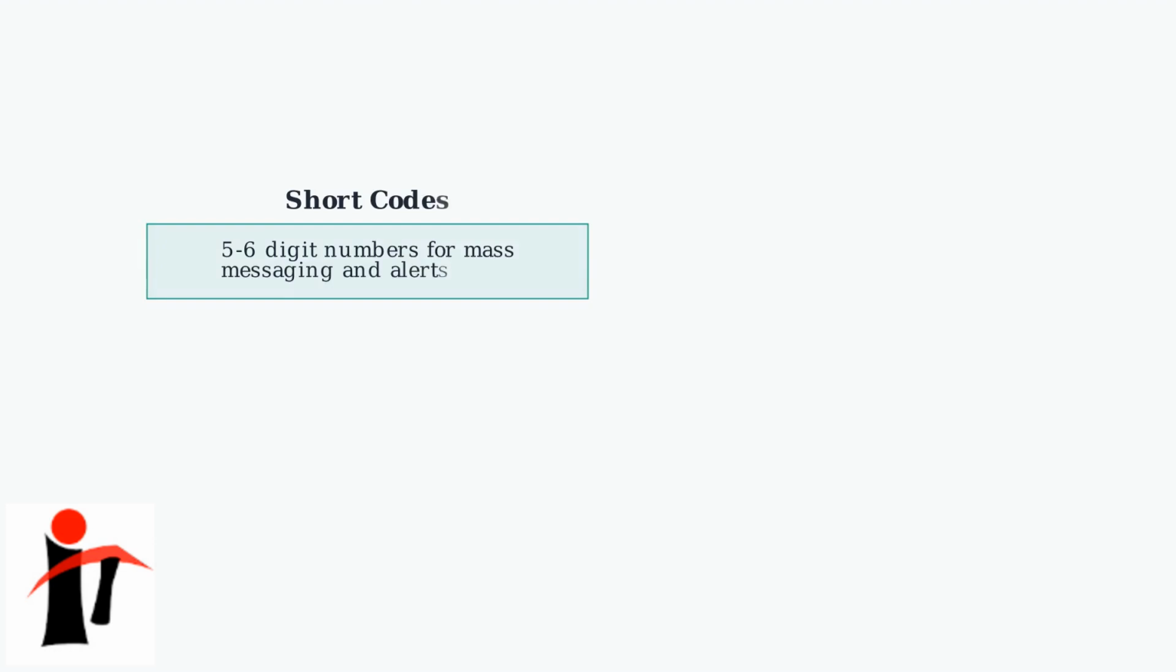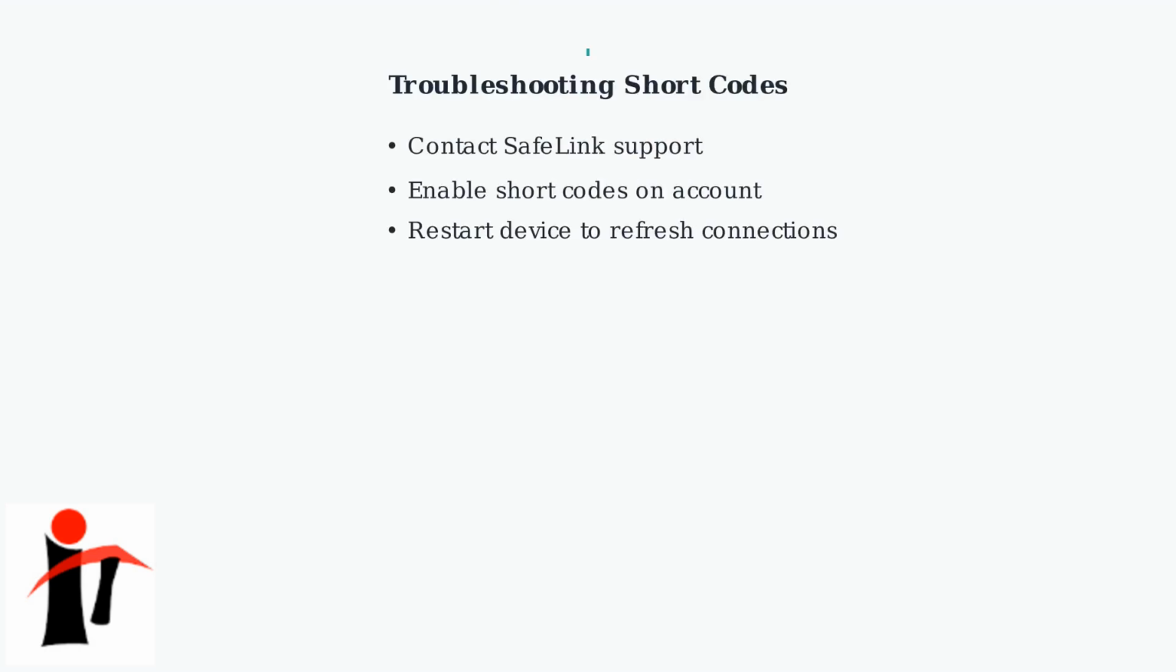Shortcodes are abbreviated numbers, typically 5 to 6 digits long, used for mass messaging and alerts from services like banks or government agencies. SafeLink users sometimes experience issues with receiving these texts due to carrier filtering or network routing problems. If you're not receiving shortcode texts, contact SafeLink support to ensure shortcodes are enabled on your account. You can also try restarting your device to refresh network connections and resolve temporary issues.